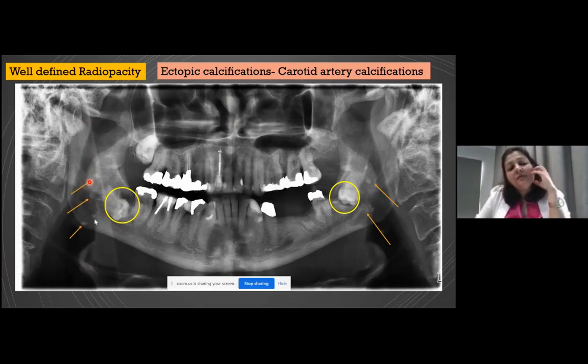Sometimes even the parotid gland, when it is calcified, can cast a shadow. The carotid artery can cast a shadow as calcifications which can be seen. These are ectopic calcifications. They're present inside the soft tissue and not actually in the body of the mandible. So I would want you all to go back and do a little bit of reading on ectopic calcifications. They can either be in the parotid if they're in this area, or in the carotid artery, or sometimes even the submandibular salivary gland.